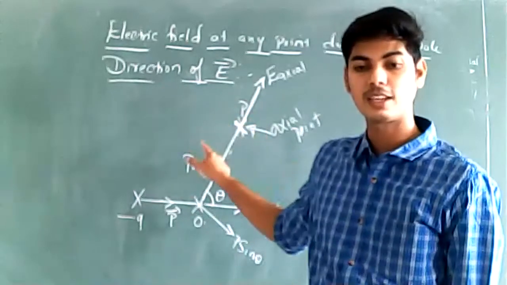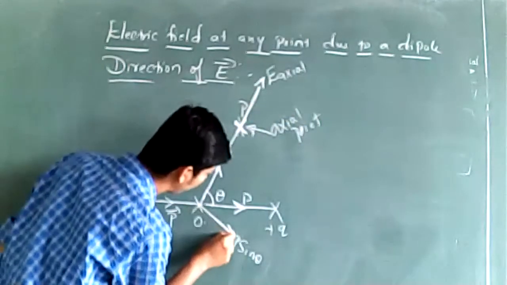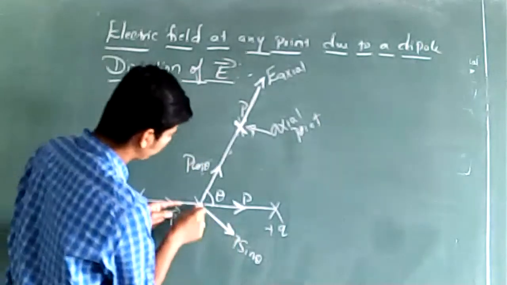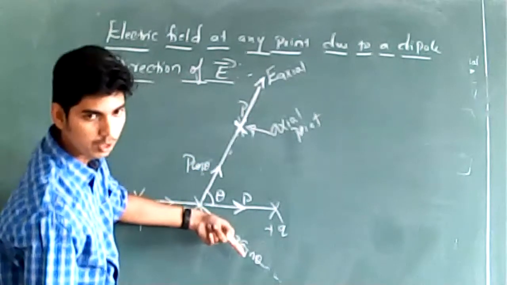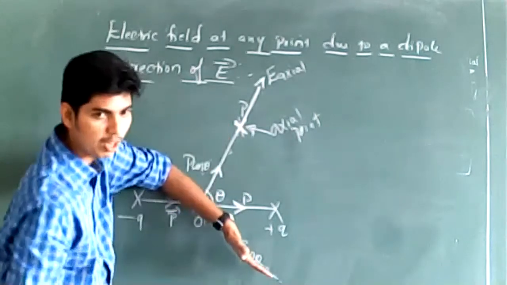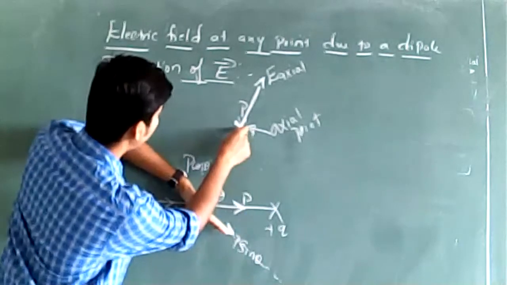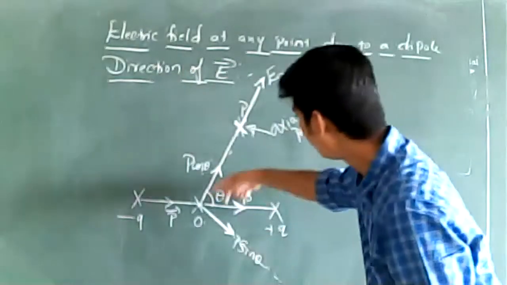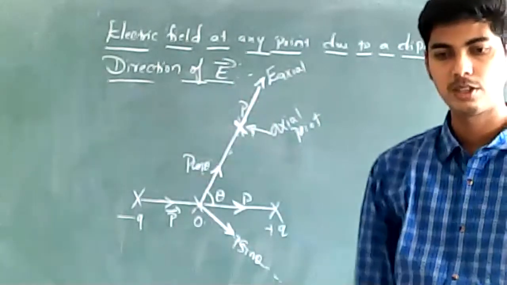It gets a little complicated here. For this component P sin theta, you can imagine a dipole here. For this component P sin theta, is this point P on the axial line or on the equatorial line? The work for P cos theta is done. Now think about P sin theta.